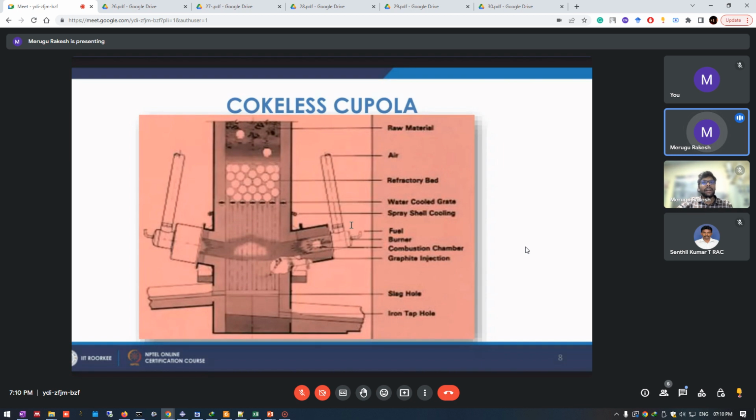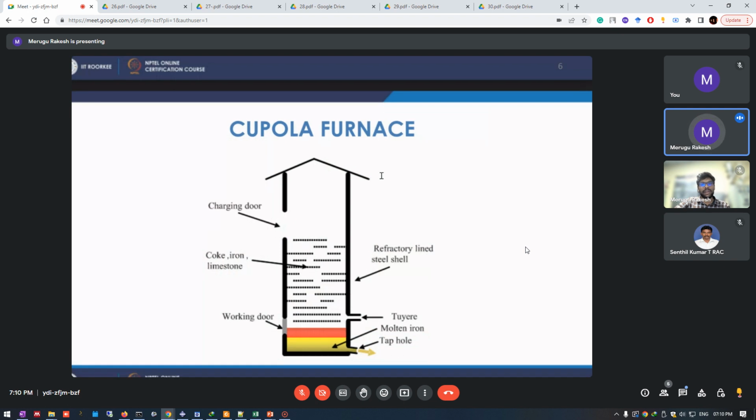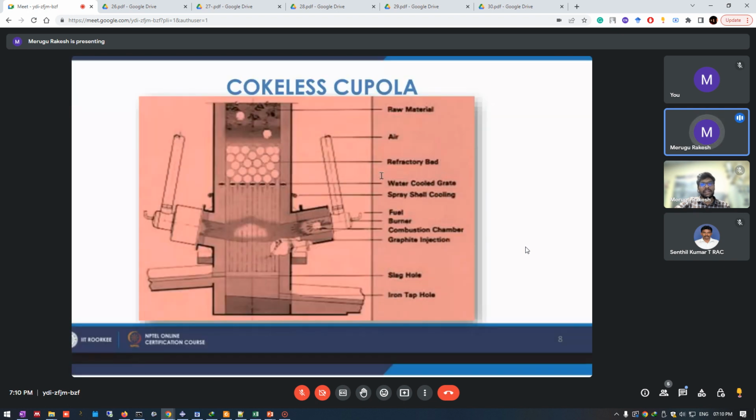So the main advantage in this cokeless cupola is that the flue gases in the cupola furnace contain SO2, which is not good for the environment. So that is the main reason to replace the cupola furnace with the cokeless cupola furnace, in which we directly use burners, a combustion chamber or burner with fuel.